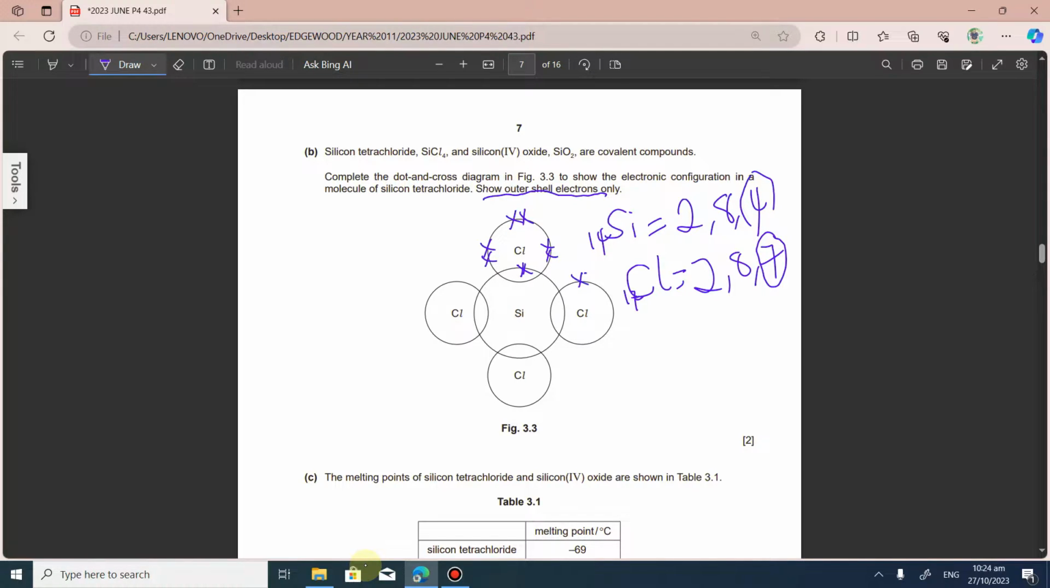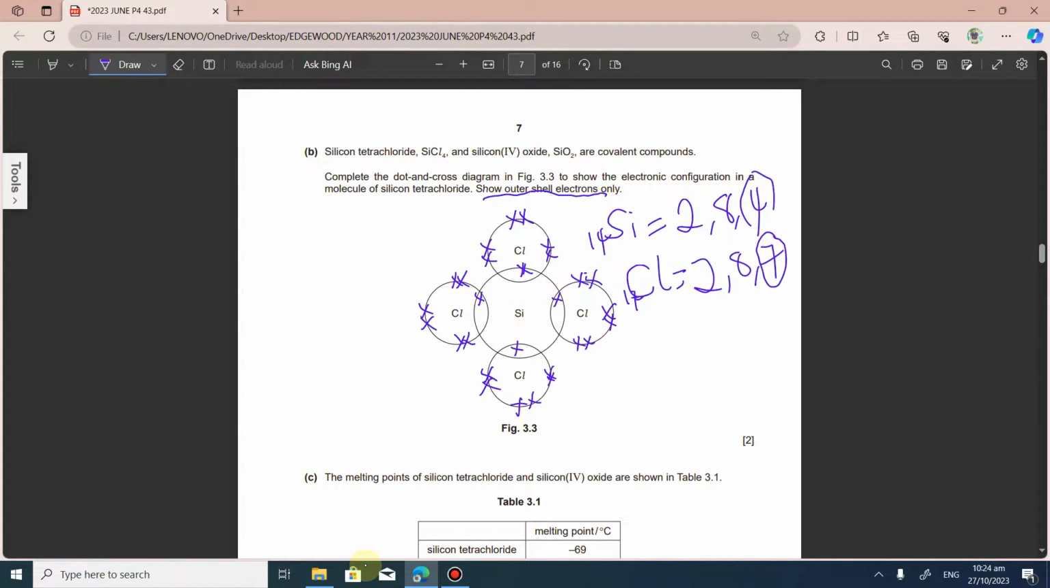We do this for the second chlorine. 1, 2, 3, 4, 5, 6, 7. We do it here again. 1, 2, 3, 4, 5, 6, 7. All right, so that's for the other chlorine. And the last chlorine, 1, 2, 3, 4, 5, 6, 7. Remember that when you are filling it, you have to fill all the shells first before you begin to pair. So we fill first before we pair.